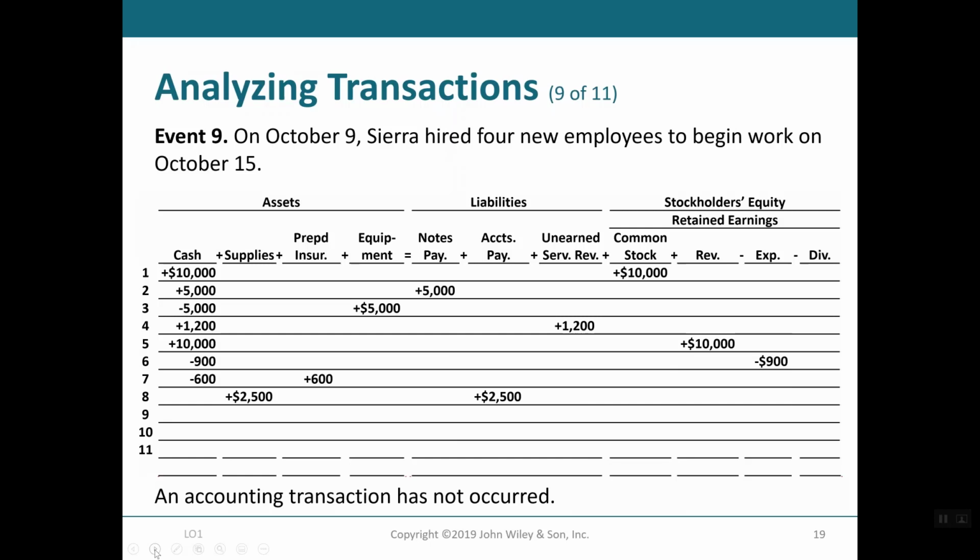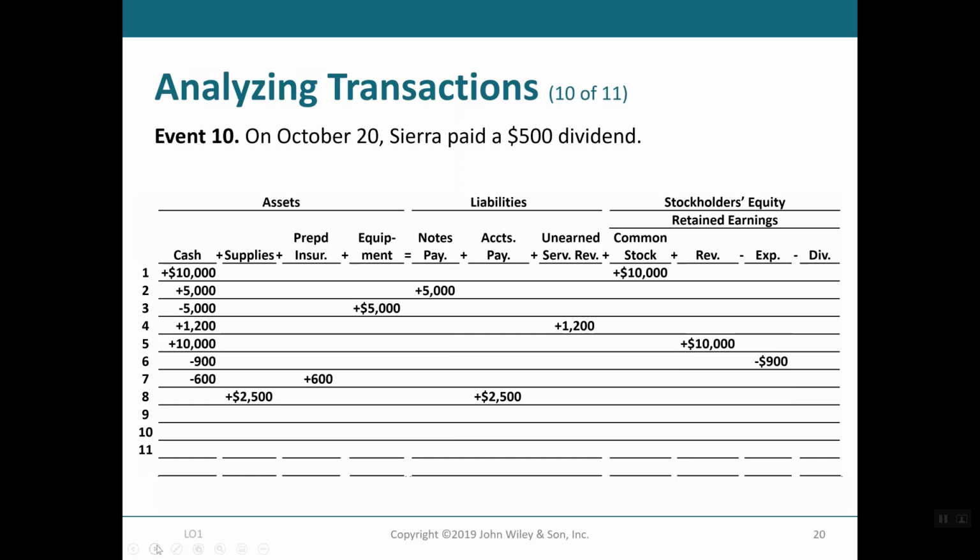No accounting information. This is not an economic event. All we know is that they were hired. They didn't tell us how much is paid. We don't know any of that. They have not even worked. We have not even exchanged that money. And so therefore, an accounting transaction has not yet occurred. So nothing is going to be recorded.